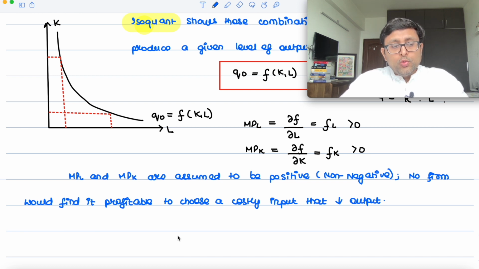So if you keep on using labor on the fixed amount of land with a fixed amount of capital, then the increase which it is going to make to the output, that increase is going to fall, right? So it's same as diminishing marginal utility.